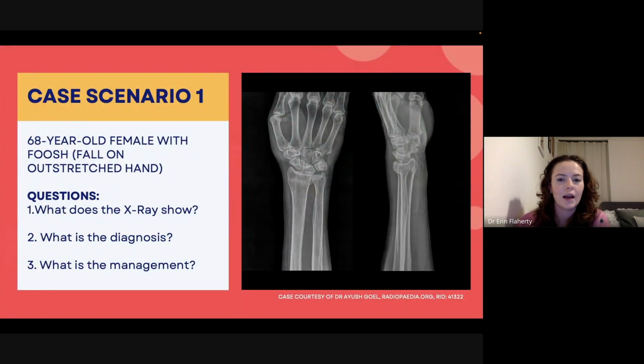So we have a 68-year-old female with a fall on an outstretched hand. These are the three things I want you to think about. What does the x-ray show? What's the diagnosis? And what is the management? Go through your A, B, C, D, E for this patient and see what you can notice. If anyone's feeling very confident, then either put it in the chat or feel free to shout it out loud. I'll give you a couple of seconds.